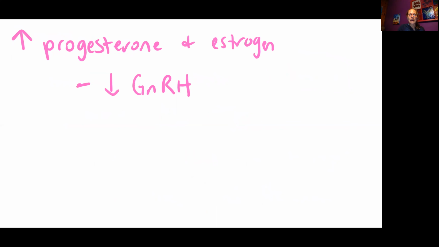So we're seeing that not only is progesterone important in the changes in the uterus, but we also see that this increase in progesterone and estrogen levels also will help to reduce the production of gonadotropin releasing hormones. So it's basically shutting down the ovarian cycle.